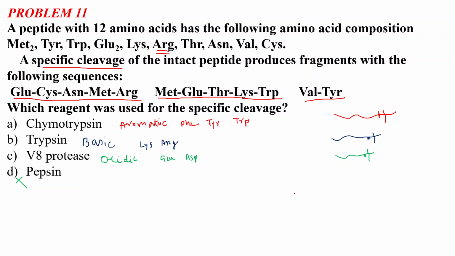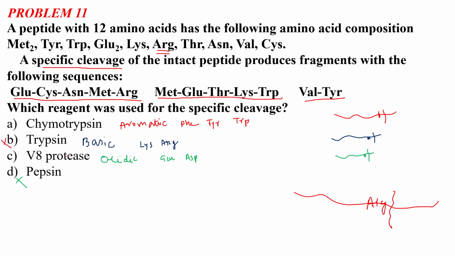So, if there is an entire peptide chain and we have only one arginine present here, and it cuts at the C terminal, we will have only 2 fragments. We will not have 3 fragments. So, trypsin cannot be the answer. The option trypsin is ruled out.